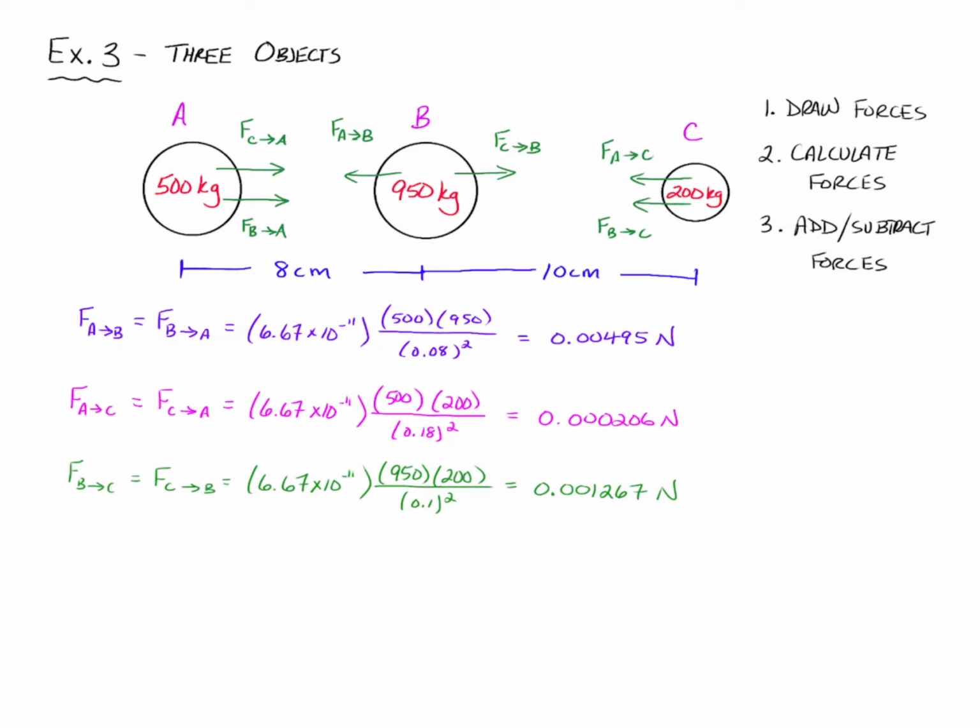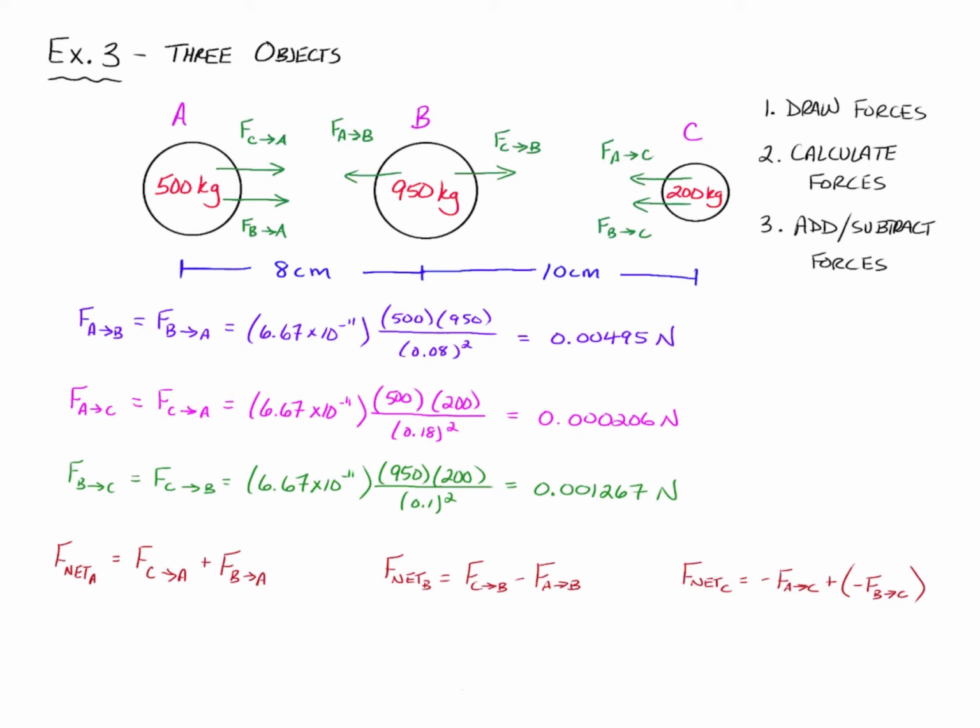So now I'm going to consider the summation of forces. I'm just going to add or subtract my forces based on those arrows up top. So if I take a look, for A, I'm going to say right is positive and left is negative. For A, the force of C on A and the force of B on A are both going to the right. So I'm simply going to add those two together. They're both rightward, they're both positive. So I'm going to add the force of C on A to the force of B on A.